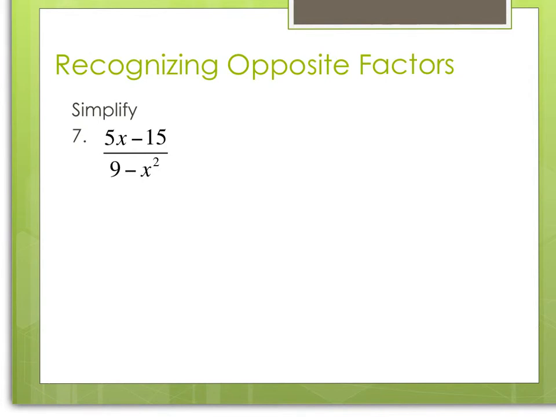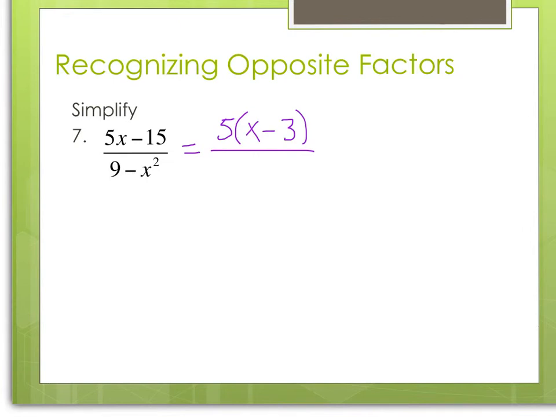So again, we want to simplify. All right, I look to see if I have any GCFs first. And I notice in the numerator, I do. I have a GCF of 5. So if I factor a 5 out, I'm left with x minus 3. Okay, in the denominator, I do not have a GCF.